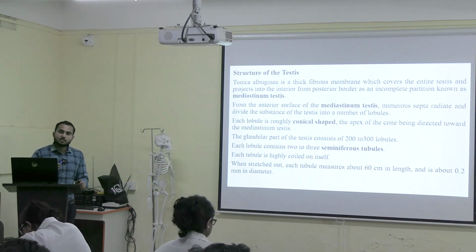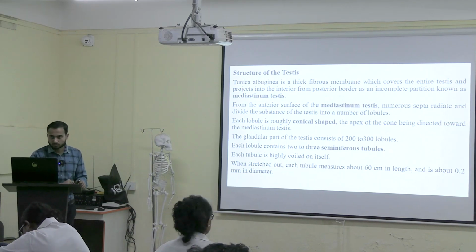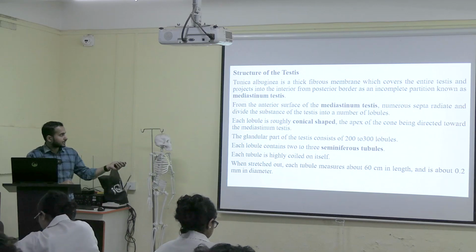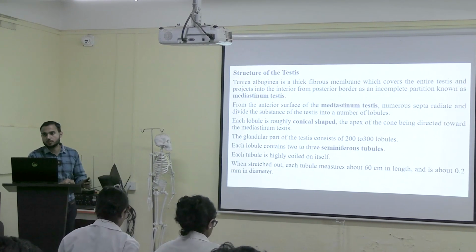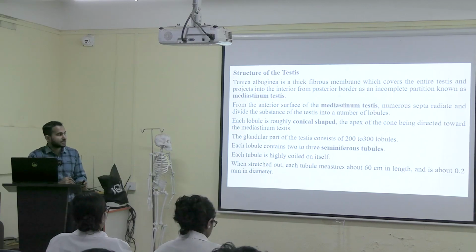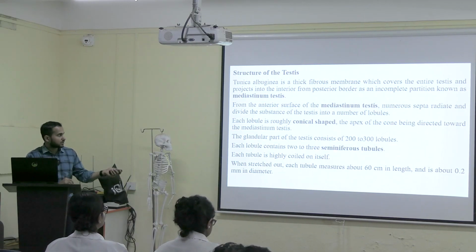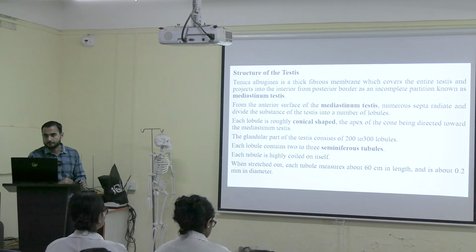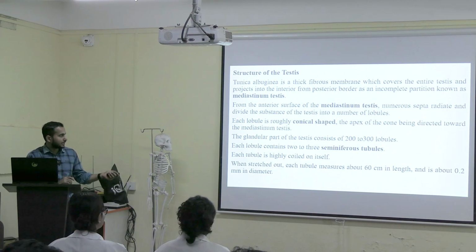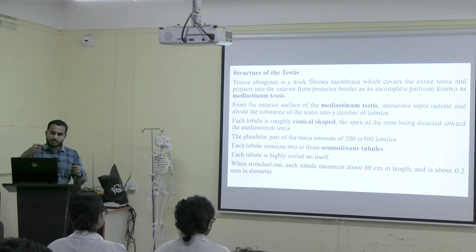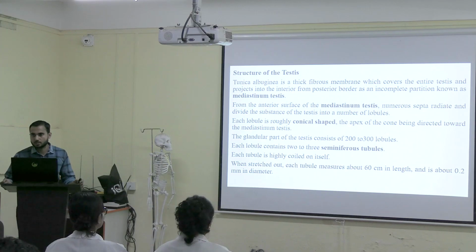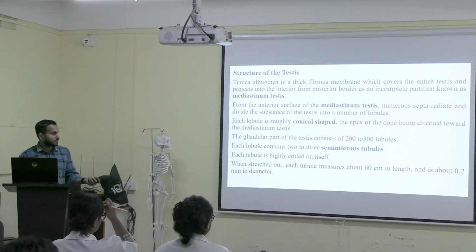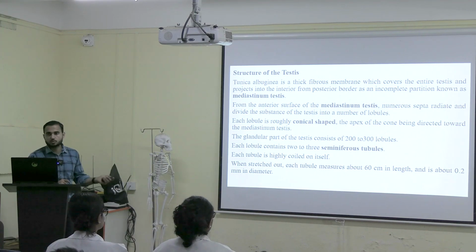Next, if you take one particular lobule, then what you will get? The glandular part, which is made up of approximately 200 to 300 lobules, and inside that what is present? Highly coiled 2 to 3 seminiferous tubules are there. Okay. Now each particular tubule is highly coiled. Now though it is highly coiled, if you stretch it, the length becomes 60 centimeter approximately. Okay, and the diameter is approximately 2.2 millimeter.